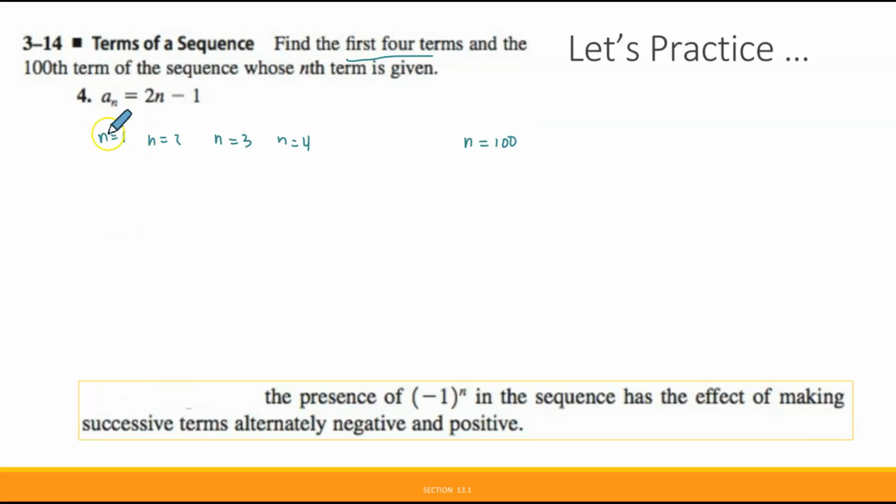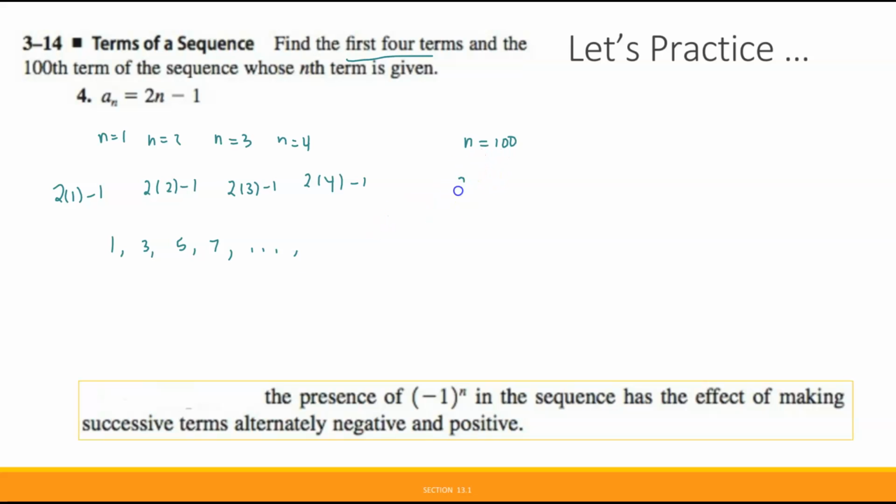For n equals 1, we just plug 1 into our formula. 2 times 1 minus 1 is going to give us 2 minus 1, which is 1. N equals 2, we're just going to plug 2 into the formula. 4 minus 1 would give us 3. We'll plug 3 into our formula. 2 times 3 minus 1, that's going to give us a 5. 2 times 4 would give us 8, and 8 minus 1 would be 7. This continues on an infinite number of times.